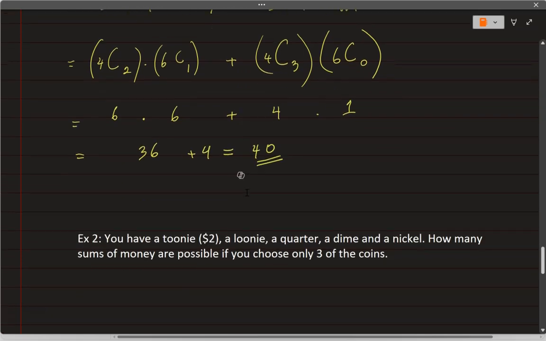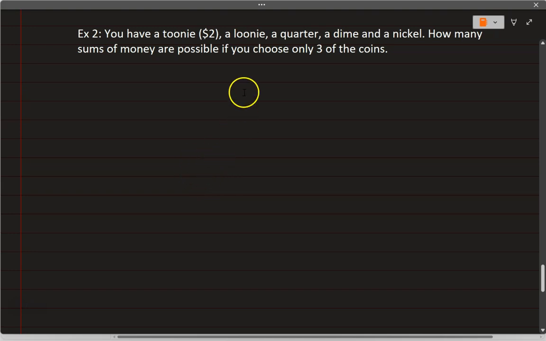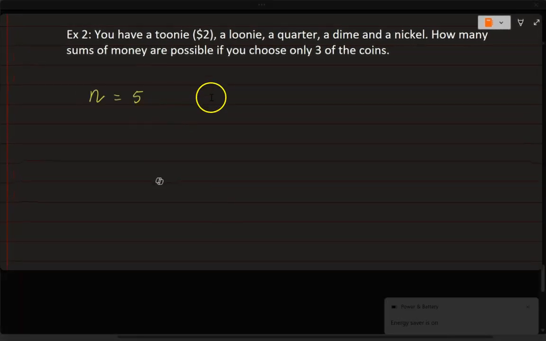Let's look at the second question. Here it is. You have a toonie, that's $2. That's a coin in Canada. A loonie, a quarter, a dime, and a nickel. How many sums of money are possible if you choose only 3 of the coins at random? All right, so we're going to go through this question. It's a very interesting question, very good question, actually. So let's find out. In this case, notice that order does not matter. So any 3 coins will add up into a sum of money. And then we're just going to add them all up. All right, the total number of coins that we have is 5. Okay, very good.